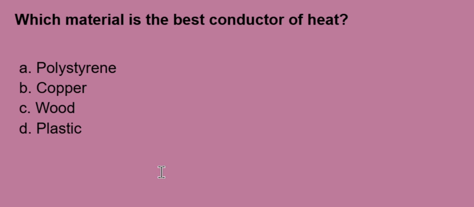Okay, question: which material is the best conductor of heat? A, polystyrene, B, copper, C, wood, or D, plastic? Correct answer is B, copper. Why? Because metals in general, they're better conductors, right? Polystyrene, if you heat it, it will just burn, right? It won't conduct the heat. Same with plastics. And wood as well.